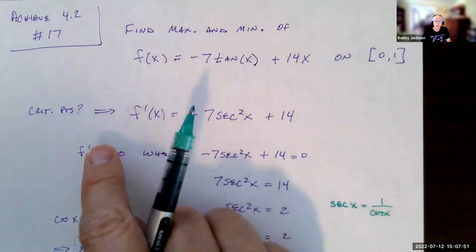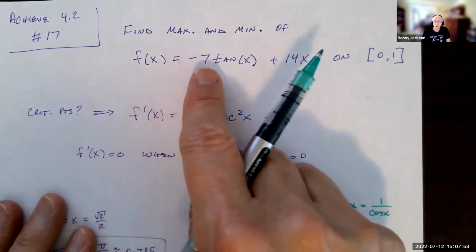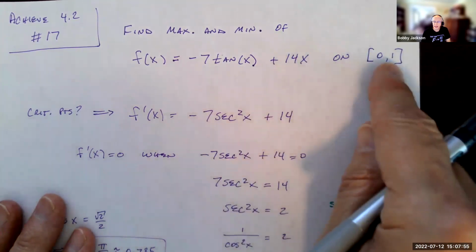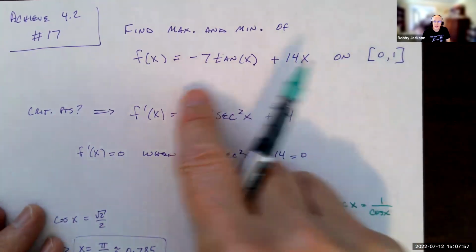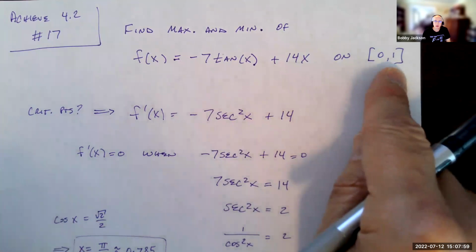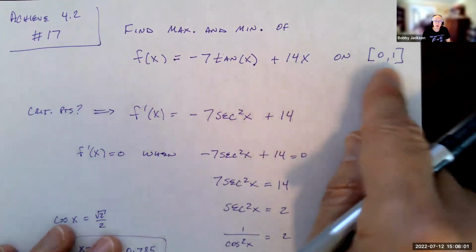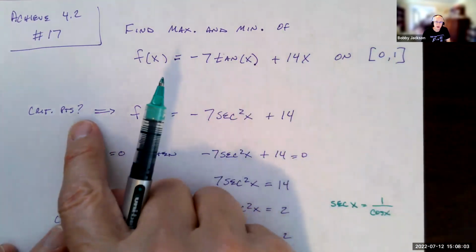Okay, so again, what do we need to find maximum? We need to check the value of this function at the endpoints of 0 and 1 and at any critical points on this interval. So the hard part is finding the critical points, okay, on the interval. So how do we find critical points?